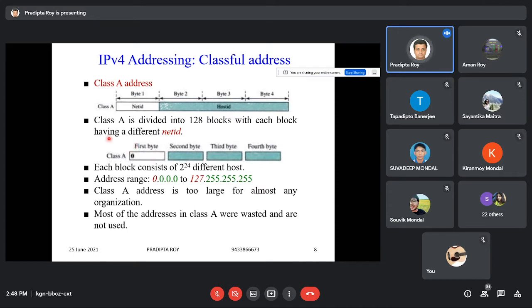Now we will discuss in detail the class A address. Class A address is divided.